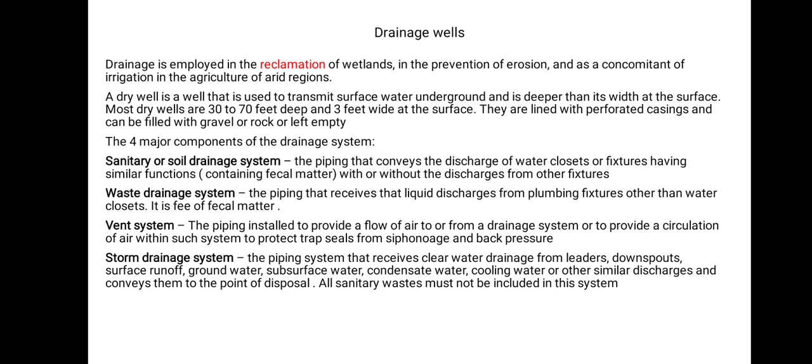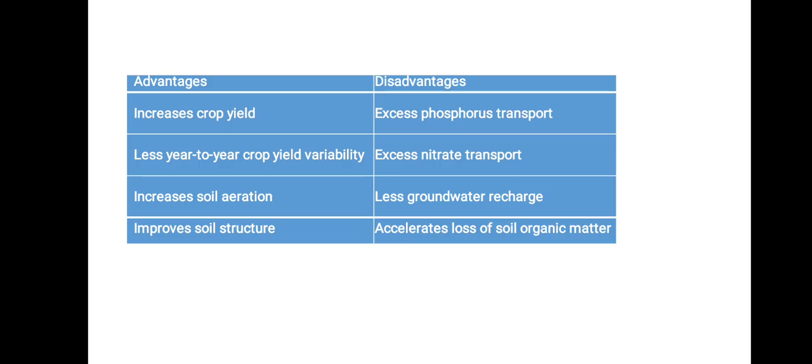confinement irrigation of agriculture and of arid regions. A dry well is a well that is used to transmit surface water and groundwater underground, and is deeper than its width at the surface. Most dry wells are 30 to 70 feet deep and 3 feet wide at the surface. The sanitary drainage, waste drainage, vent drainage system, then storm drainage system are also utilized.